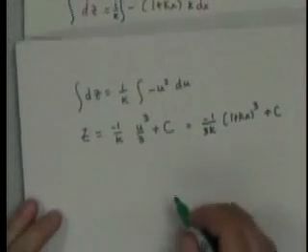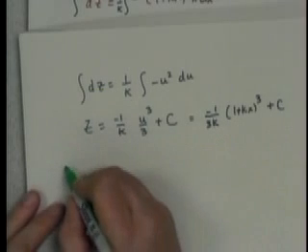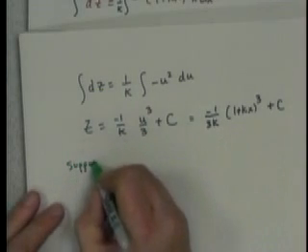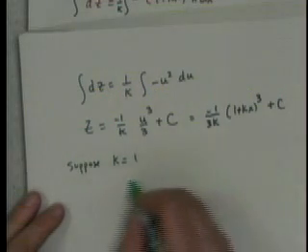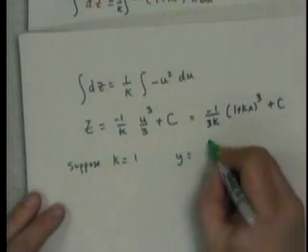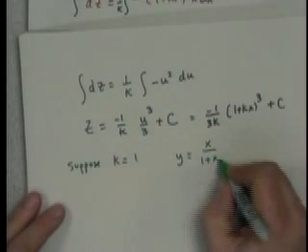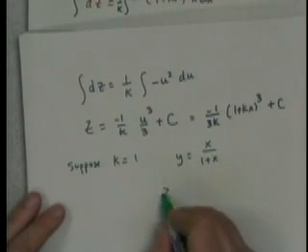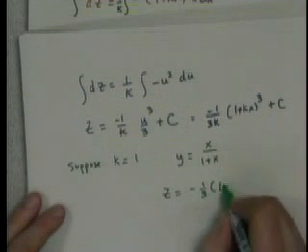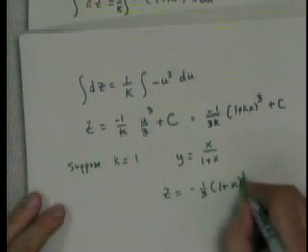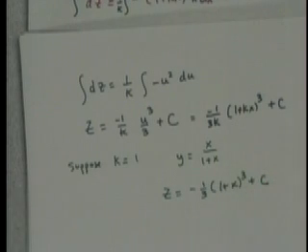So this is our solution actually. Suppose k was 1. Then my original equation would have been y equals x over 1 plus x. And my z's would all look like negative 1/3, 1 plus x cubed, plus some integration constant.